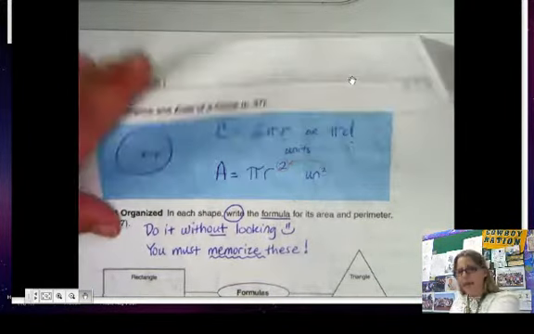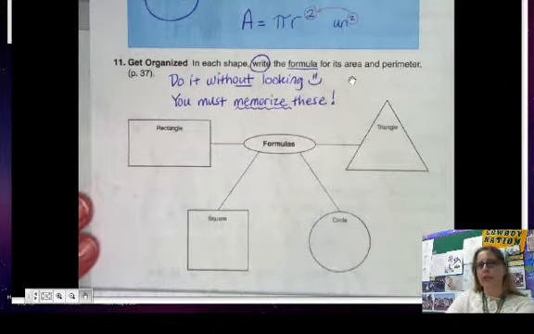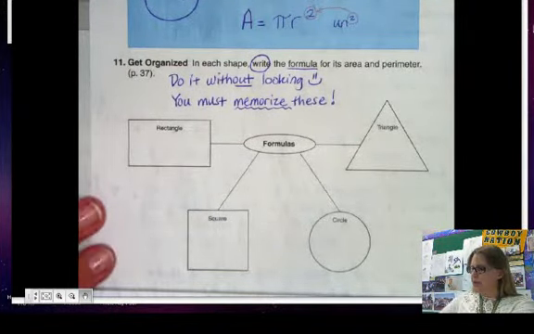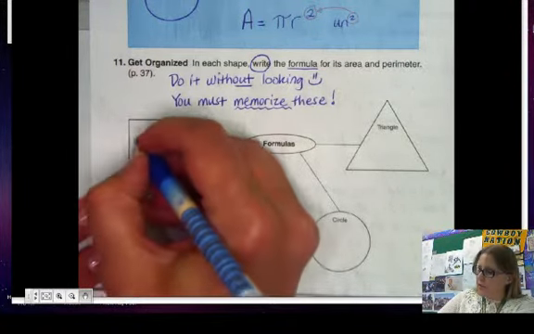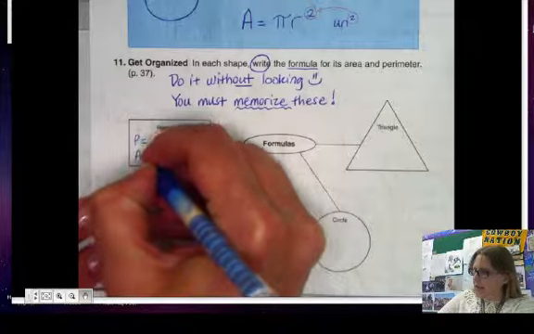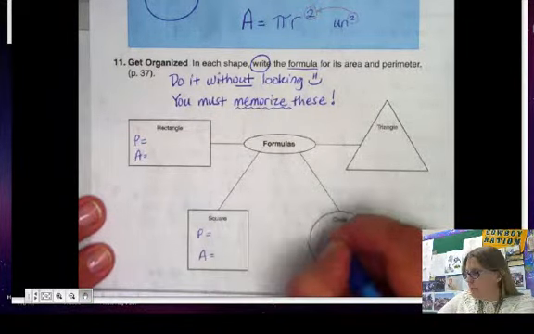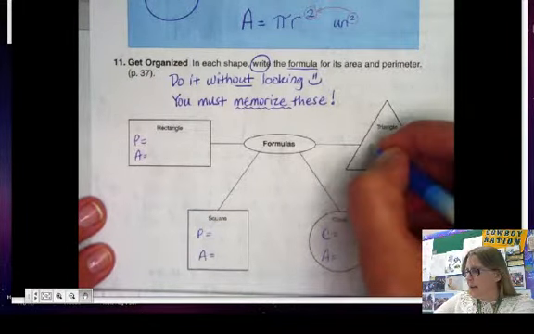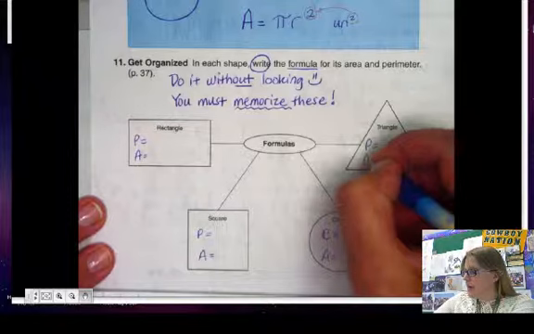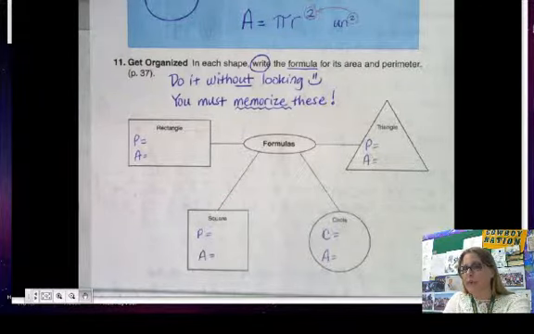So what I would like you to do is see if you can write the formulas without looking. Okay, see if you can do all 4 of these without looking. I want you to do the perimeter formula and the area formula for each one. And if you don't have them memorized yet, that's your first task. Draw yourself up some memorization cards, like 3x5 cards, to memorize these formulas because it's very important.